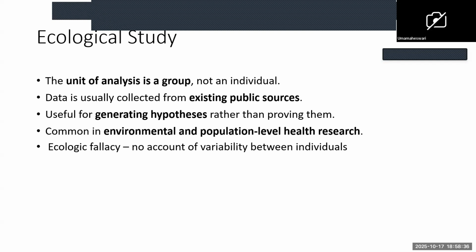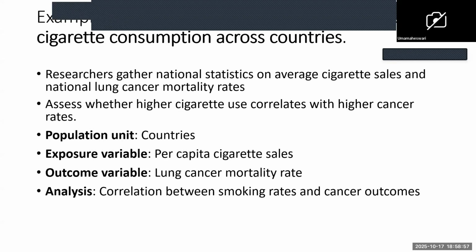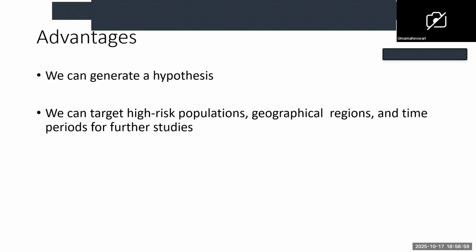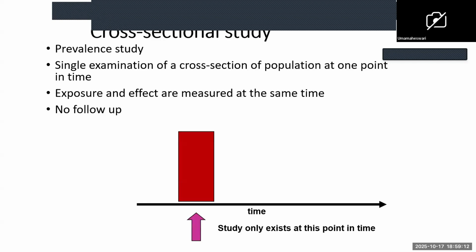This is what we mean by ecological fallacy: you don't know the data variability between individuals. We give data for a group, that is, a geographical area. We don't bother about the individual data, whether they smoke cigarettes or not, or whether those who have smoked have lung cancer or not. So this is a basic study, and the advantage of this ecological study is that you generate hypotheses. It helps us to target the high risk population, geographical region and time period for further studies.